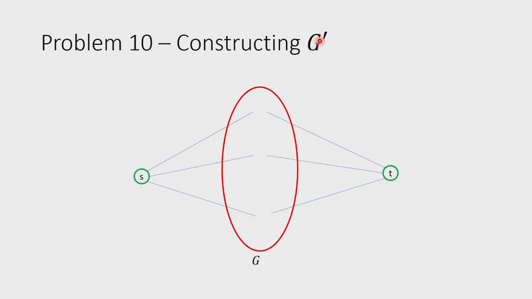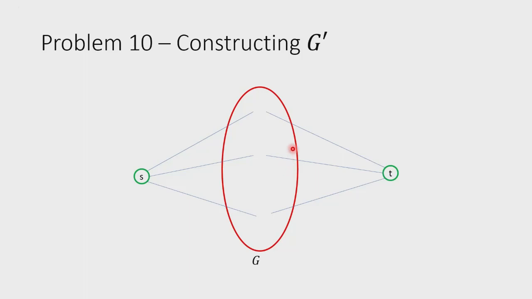So first of all, we will construct a graph G prime from G as follows. Over here, this red circle represents all the vertices of G. What we'll do is we'll add two extra vertices, call them S and T, and connect this vertex S to every vertex in G and this vertex T to every vertex in G. This is how we would construct G prime. So are you clear with the construction of G prime?